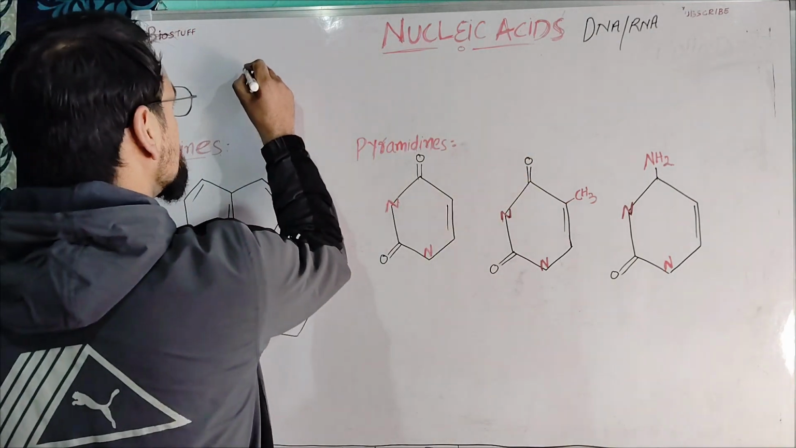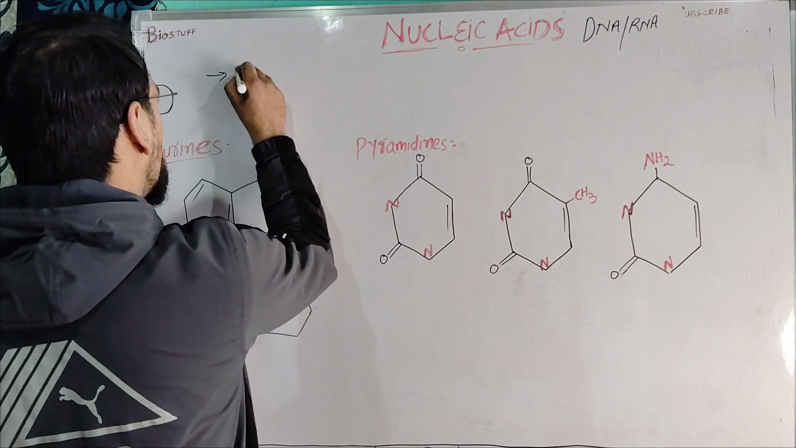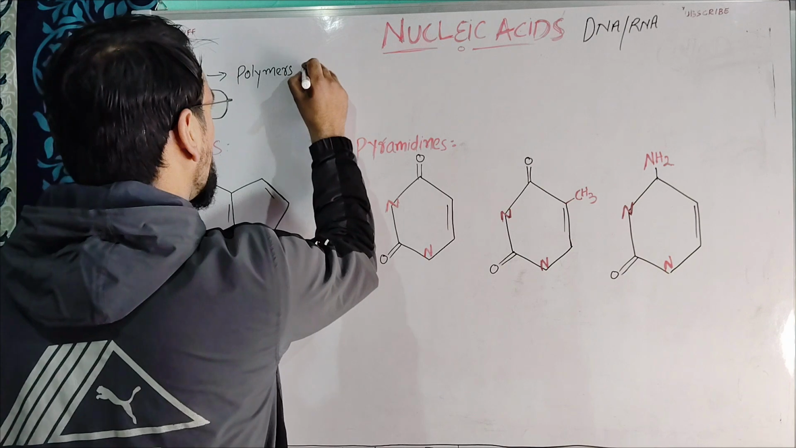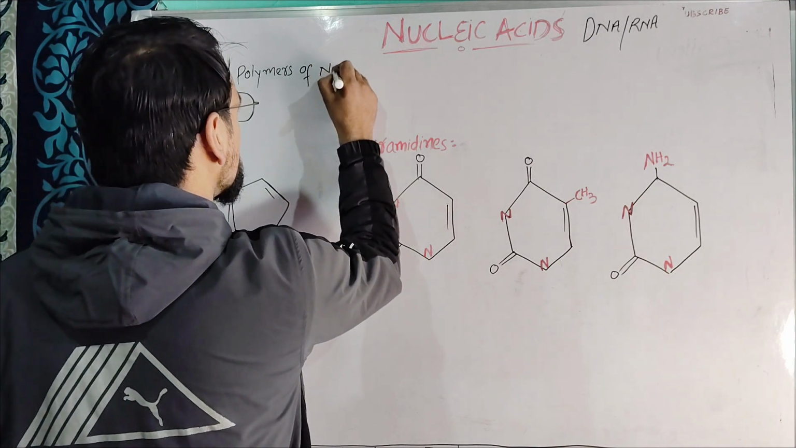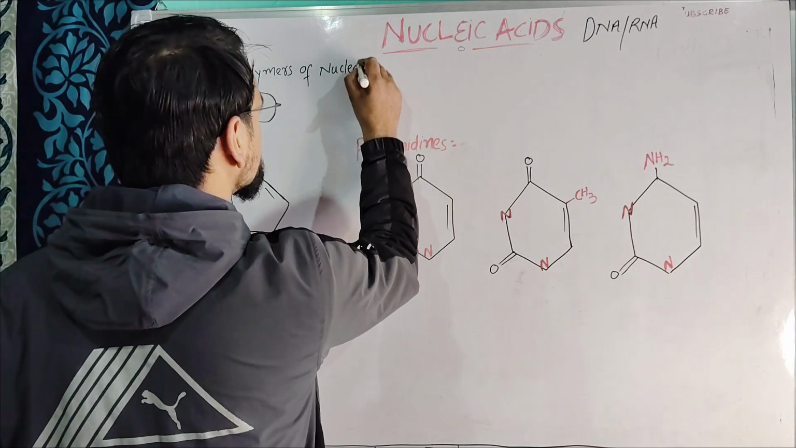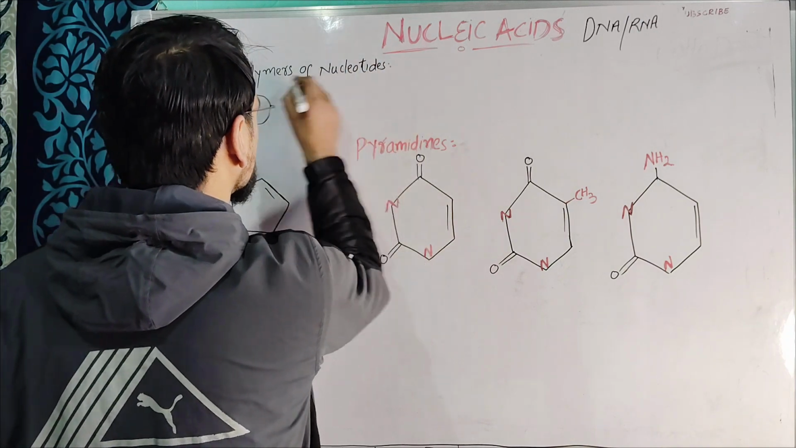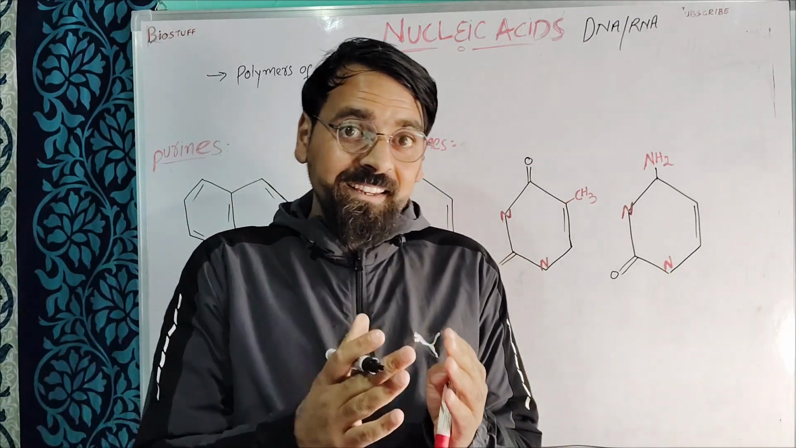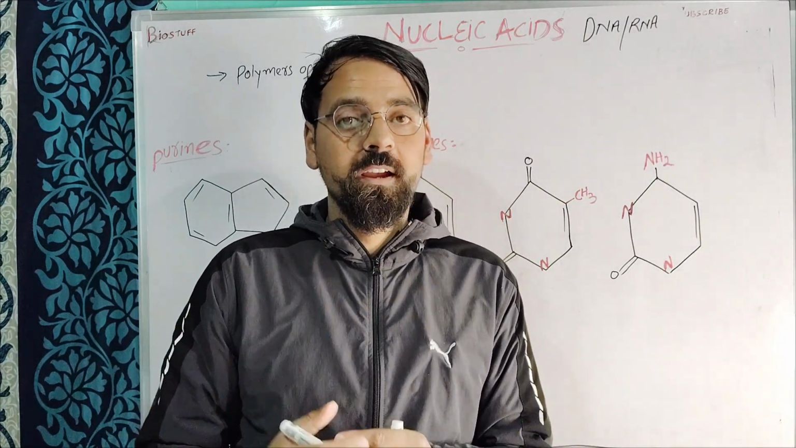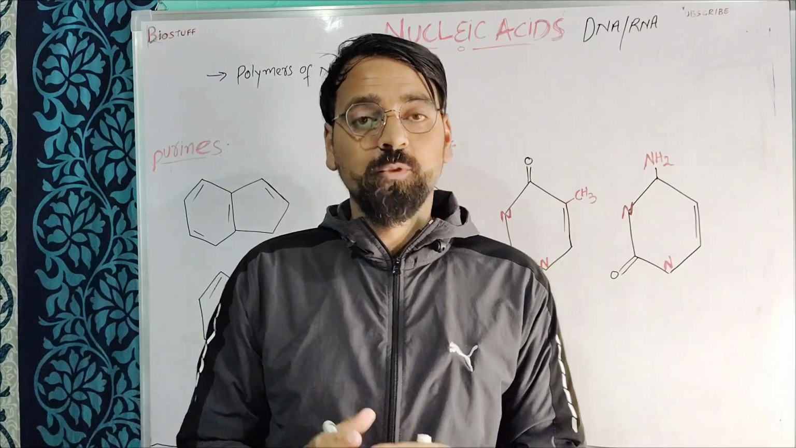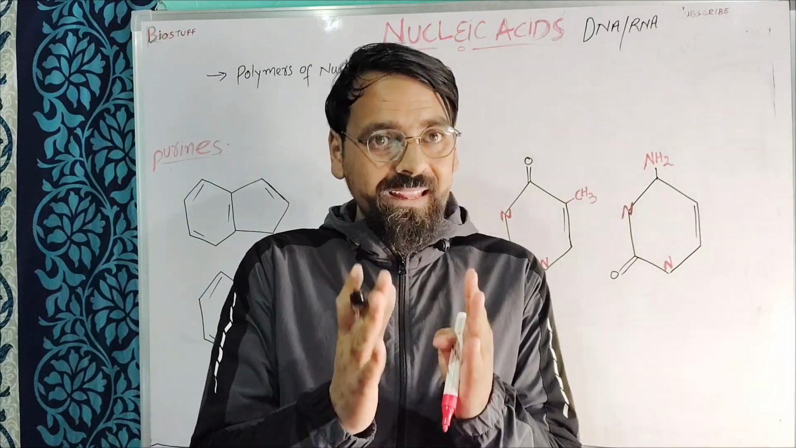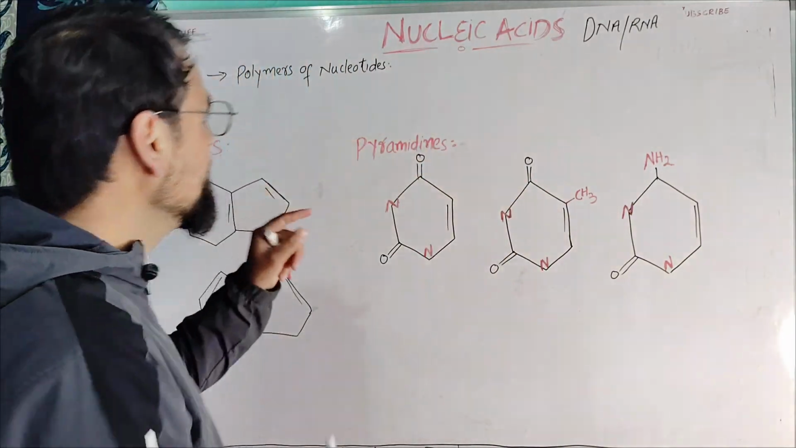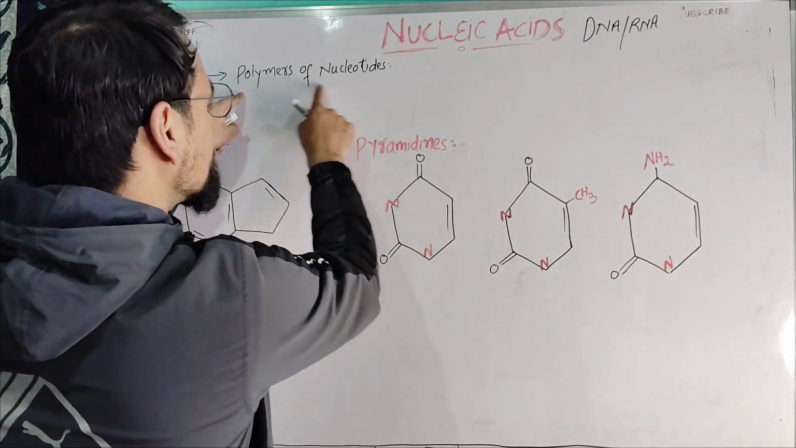I will write this down. Nucleic acids are polymers of nucleotides. It means nucleotides are acting as a monomer unit for a nucleic acid. So in order for us to know what exactly the nucleic acids are, we must know what a nucleotide is. Why? Because these nucleic acids, these are the polymers of nucleotides.